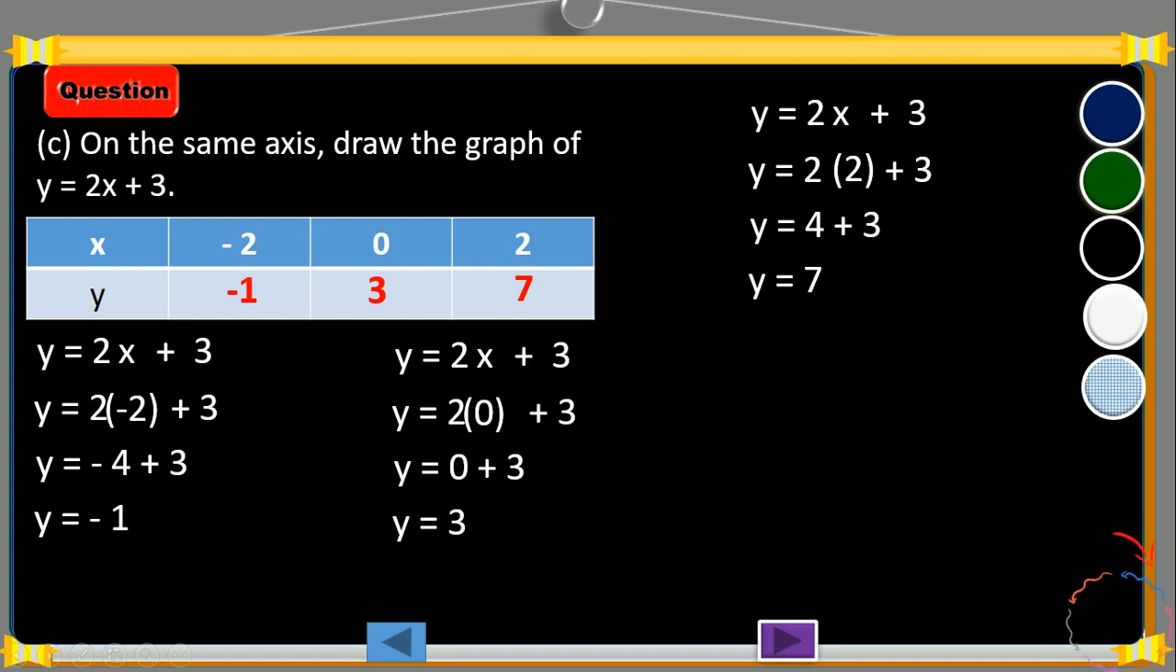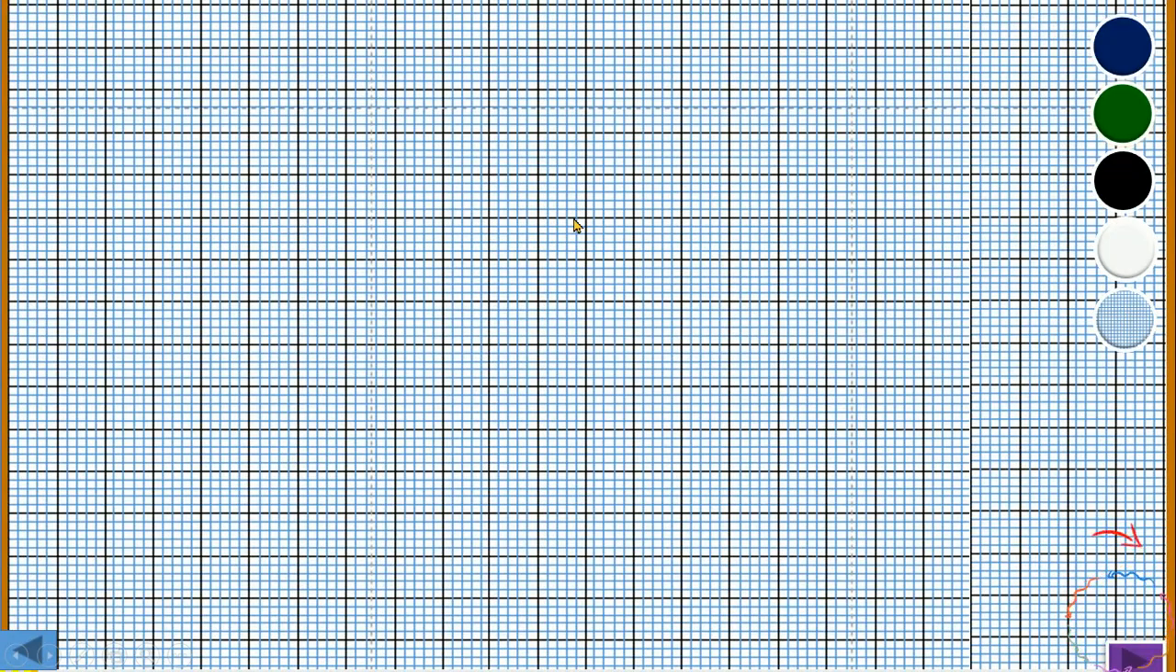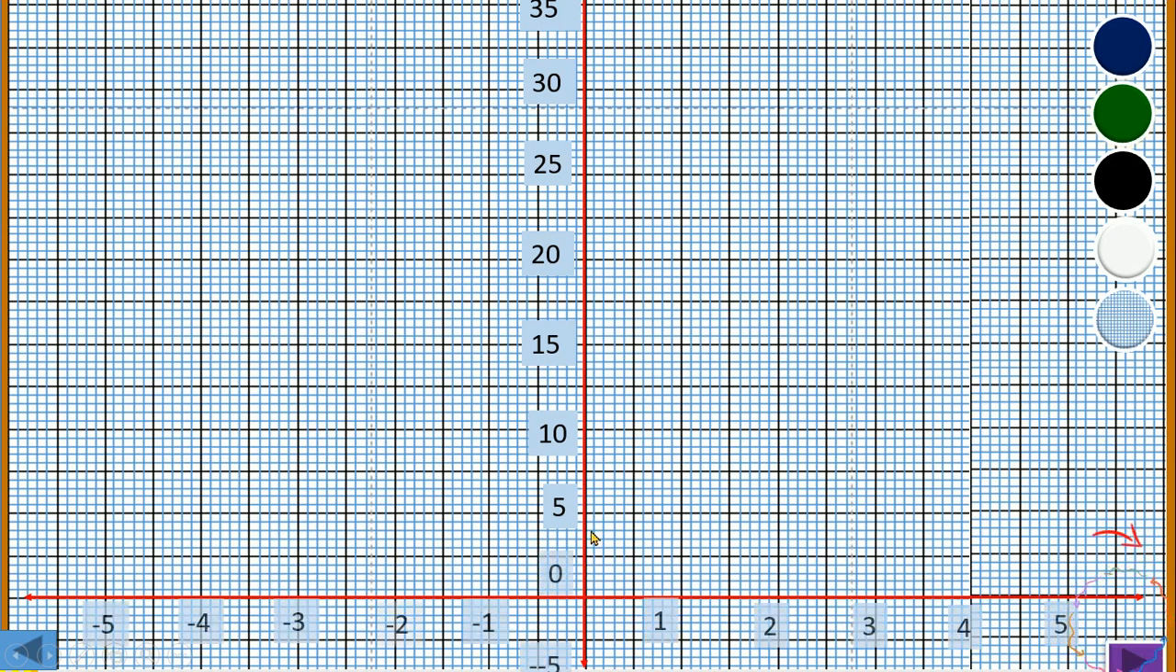Then we're going to move straight to the graph page to plot the graph. Now we're going to draw our axes. This red vertical line is the y-axis, and the horizontal line is the x-axis. Remember, on the y-axis, the scale is 2 centimeters to 5 units. So every 2 centimeters will give us 5 units. So this is 5, this is 10, this is 15, 20, up to 35. Now, between 0 and 5, we have 10 small squares. 10 divided by 5 is 2, meaning that 2 small squares is equal to 1 unit on the vertical axis.